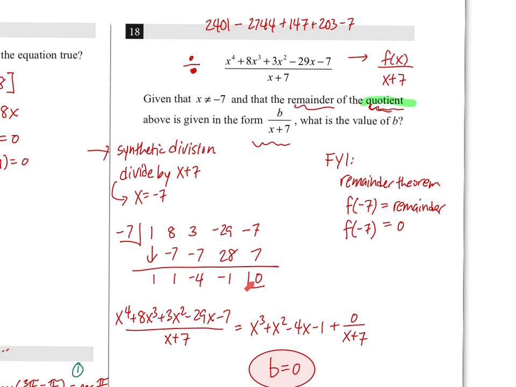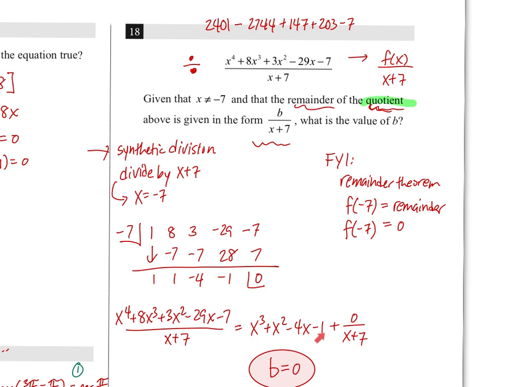So the last number in that last column is always the remainder. We know enough then, right, to get the answer that b is equal to 0. But how do we summarize it? The 1, 1, -4, -1, that would be the coefficients of our quotient, our answer that we got from division.